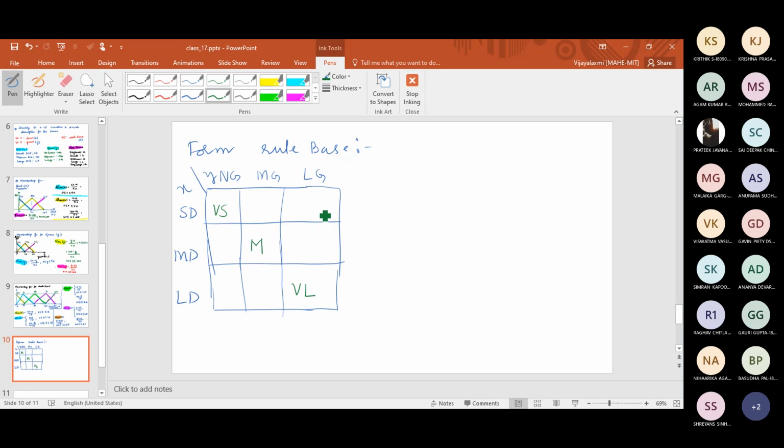Remember, the other fields of this rule base you can only fill by your experience or by your intuition. For example, small dirt and medium grease: whether you go for medium wash time, or large, or very large, or very small, you must know it. So I'll write here medium. Next, small dirt and large grease. Let me go for large. Then medium dirt and no grease.